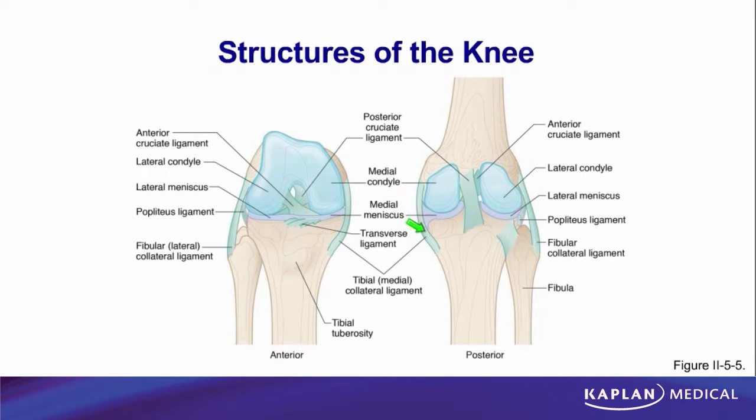Now, what about tears of the collateral? How do they happen? Well, we said that the medial collateral in its position prevents abduction of the leg, and therefore the lateral collateral prevents adduction. But that's not really the way they get stressed. I mean, you don't usually have forces being applied that pulls the leg laterally or medially. It's usually just the opposite.